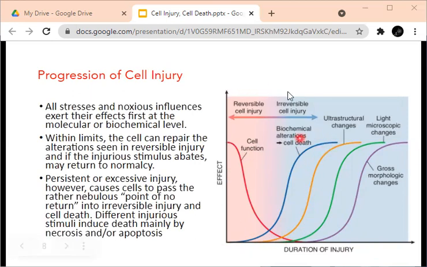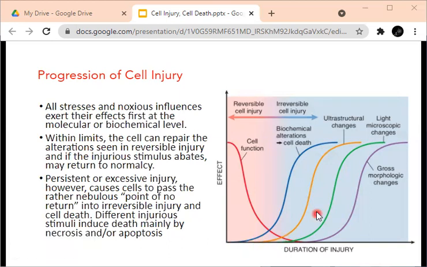Alright? And this pink area here is the reversible injury, in which the cell can revert back to its normal state by way of the body's mechanisms to protect itself. For example, our scavengers for ROS or reactive oxygen species. And again, the first is the molecular and biochemical level, okay? Within limits, the cell can repair alterations in reversible injury if the injury stimulus abates. Meaning, it is removed. So it can revert back.